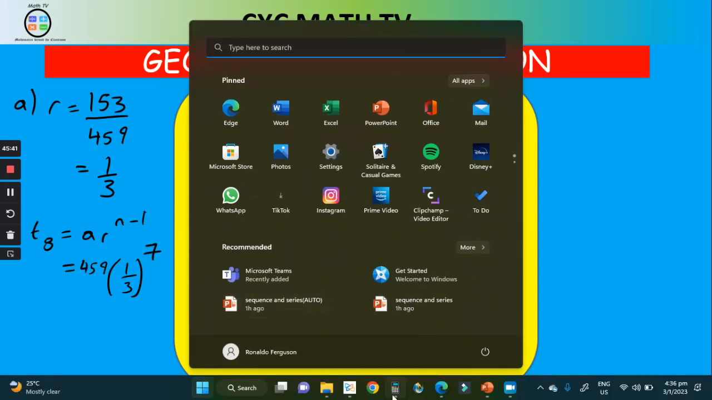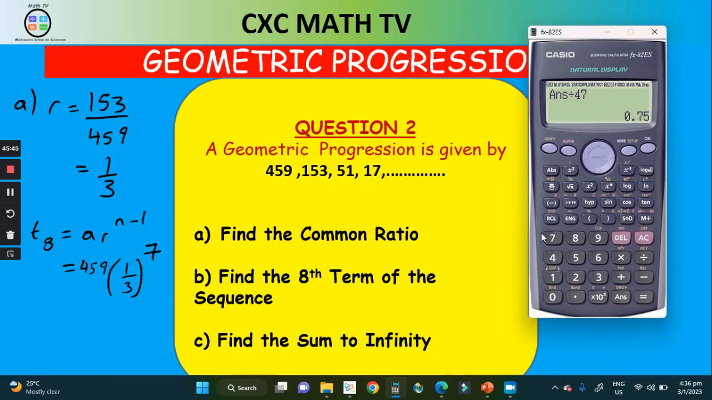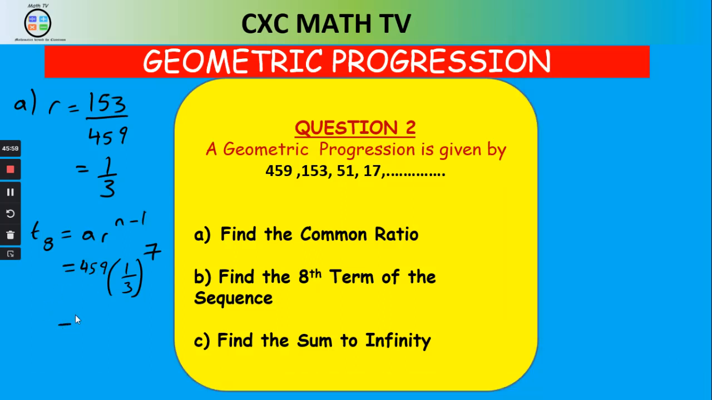Punch that in the calculator, because I'm not working that out mentally. 459 in bracket, fraction button, 1 over 3 raised to the 7. Put that in the calculator and we get 17 over 81. So that's it. 17 over 81.